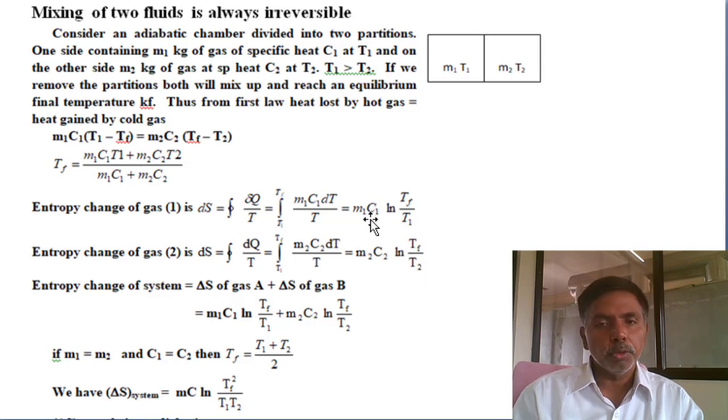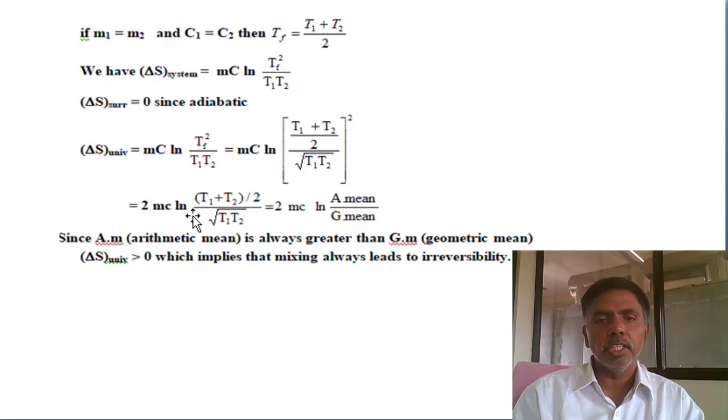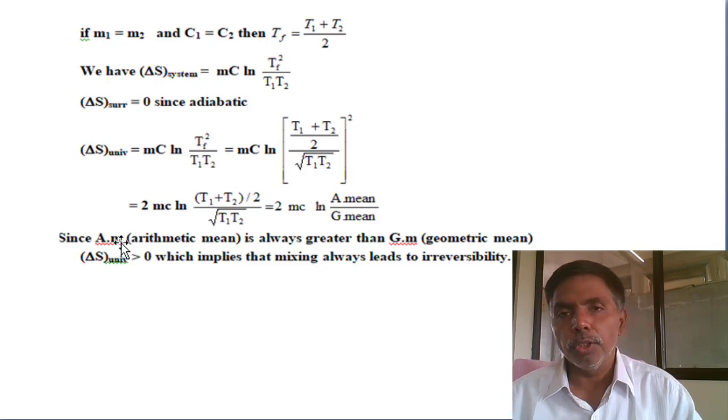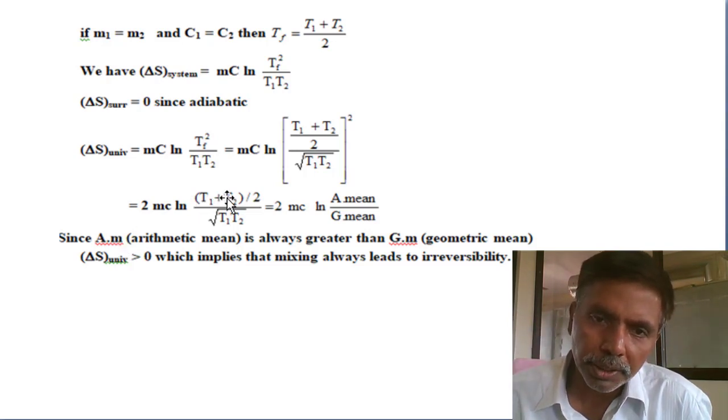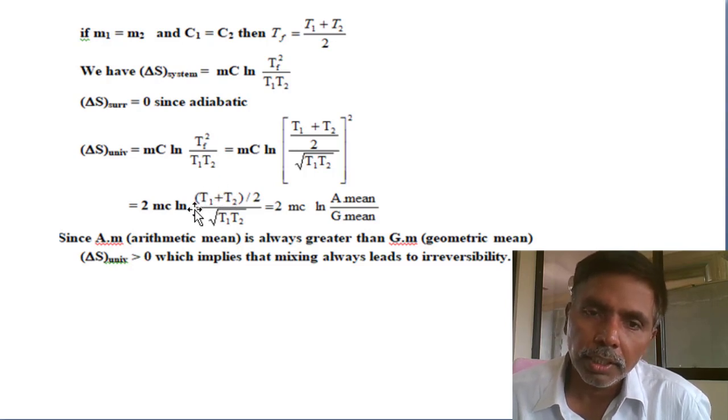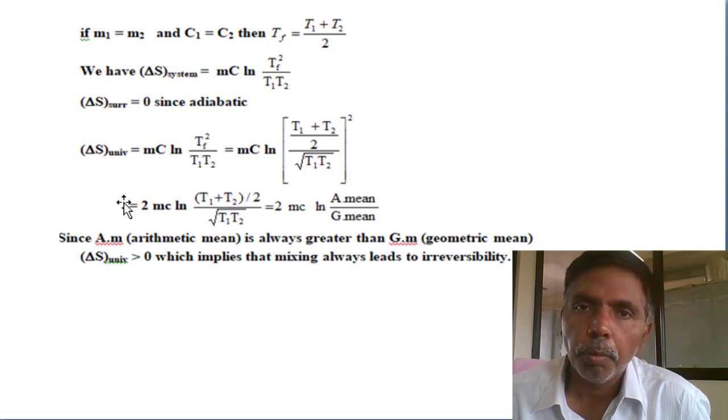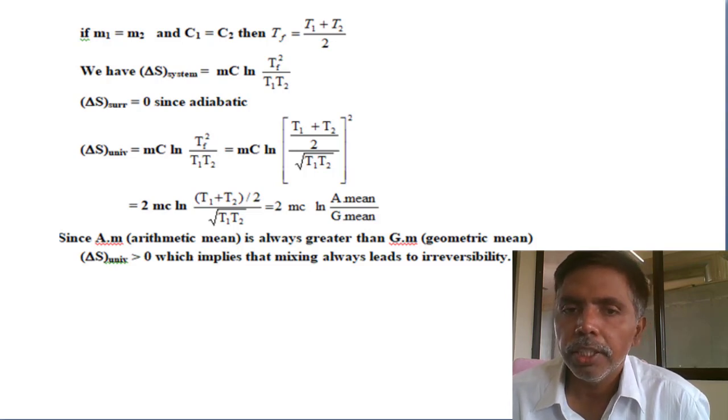If M1 equals M2 and C1 equals C2 for simplification of the problem, then TF equals (T1 plus T2) by 2. Now substitute: MC ln TF square by T1 T2. The final equation is 2MC ln of (T1 plus T2) by 2 divided by the square root of T1 T2. The change in entropy of the universe is the arithmetic mean by the geometric mean. We all know the arithmetic mean is always higher than the geometric mean. So the ln numerator is high, and automatically it will give a positive value. So mixing also leads to entropy generation, and a final temperature difference also leads to entropy generation.